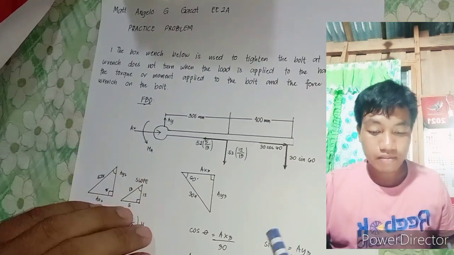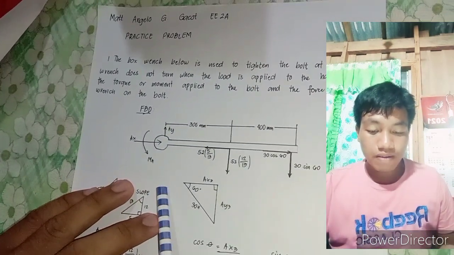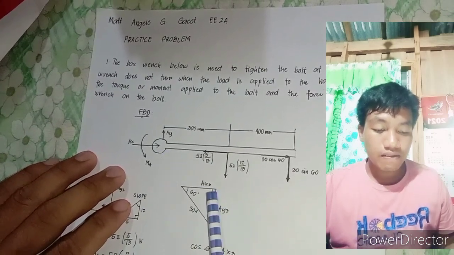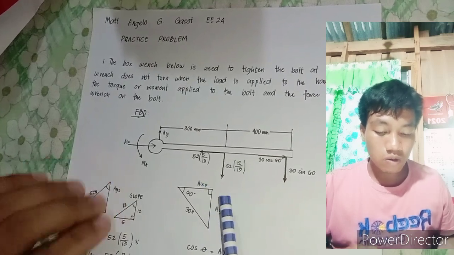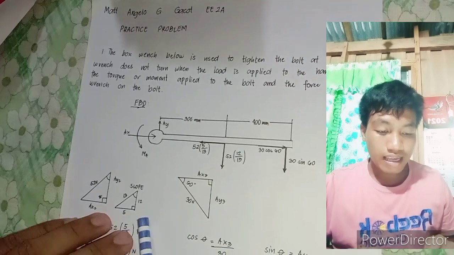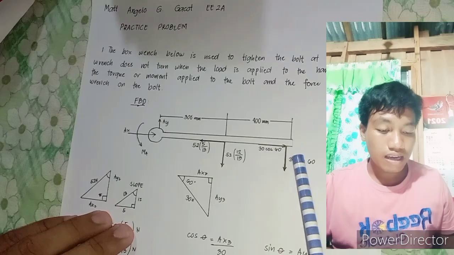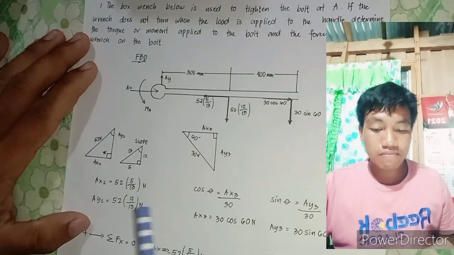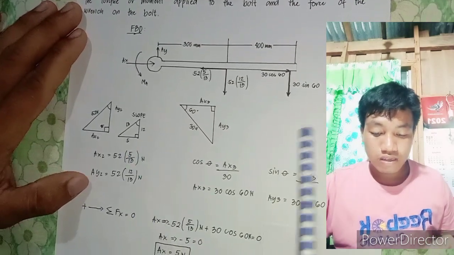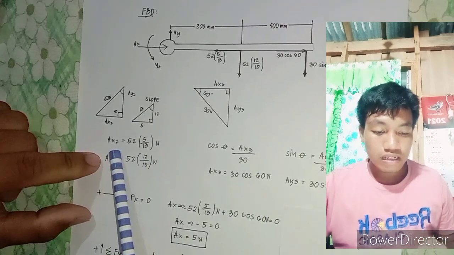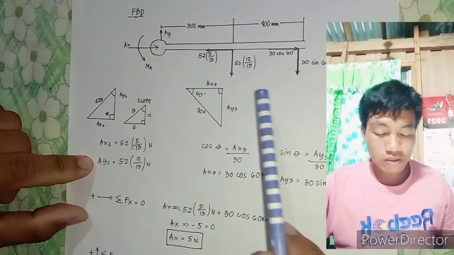So, first, let's draw a free body diagram. We are now given a fixed support at A, and for B, we are given a slope which is 13, 5, and 12, and an angle of 60 degrees and 30 Newton. So, after we draw the free body diagram, let's get the AX2 component of the 52 Newton.